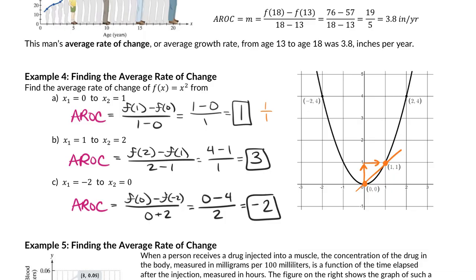For the second equation, this would be 3 over 1. So going from 1 to 2, how much did I have to go up? How much did I have to go over? That is the slope of the line connecting those 2 dots, the slope of the secant line.